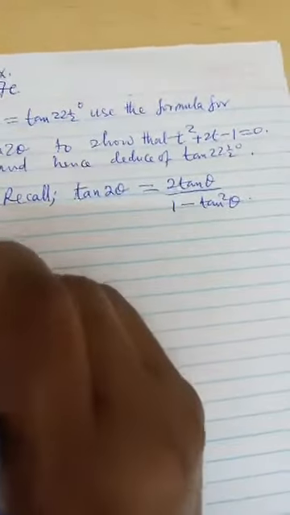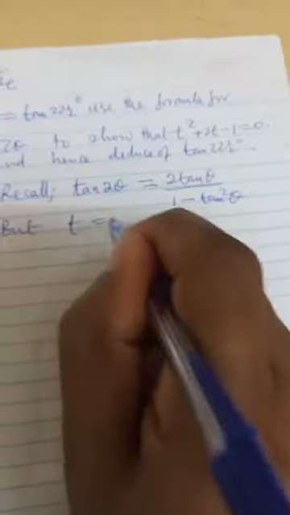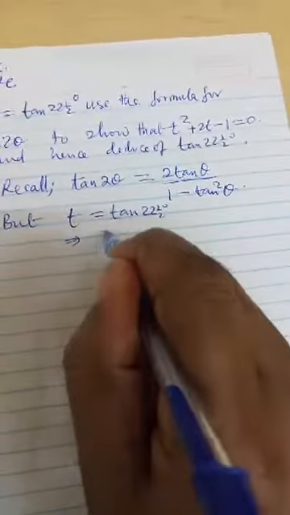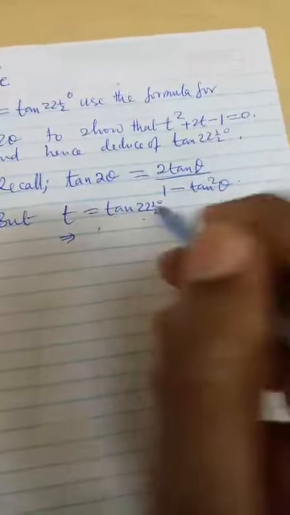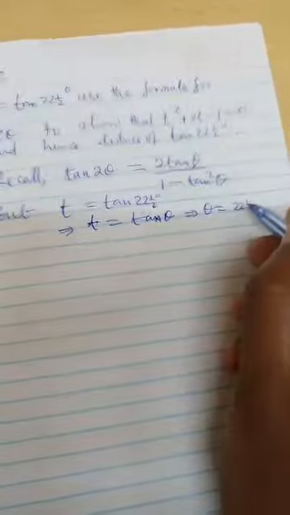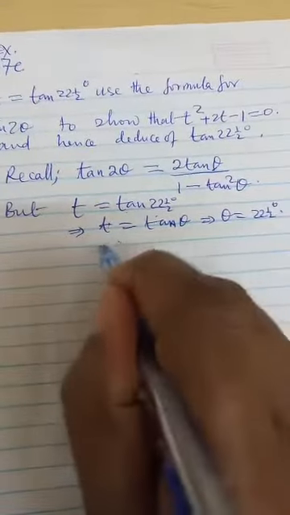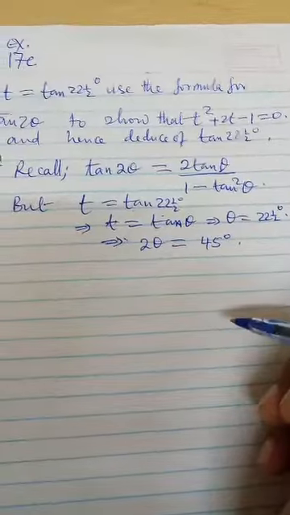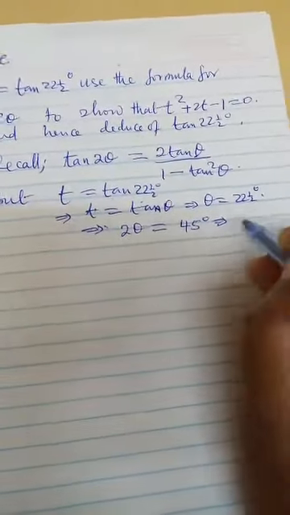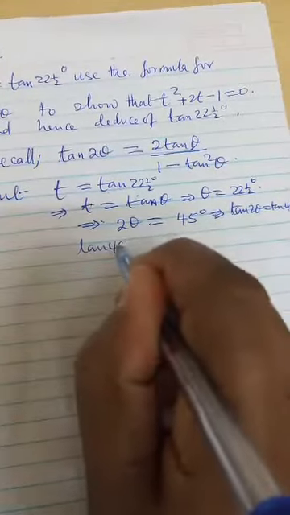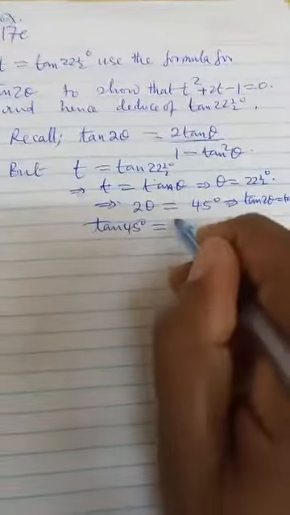Now, if they are telling us that t is equal to tan 22 and a half degrees, it means that t is actually equal to tan of theta, implying that theta is 22 and a half degrees. So if theta is 22 and a half degrees, this further implies that 2 theta is 45 degrees, which implies that the tan of 2 theta will be equal to the tan of 45 degrees. And even if you use the calculator, but if you remember from our triangles of common angles, the tan of 45 is 1.